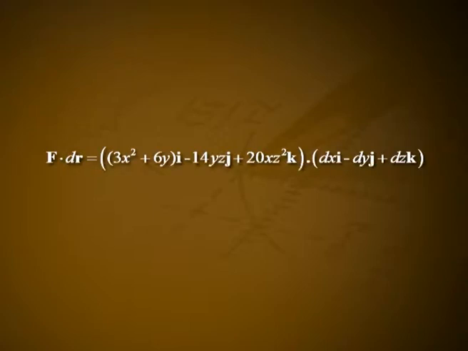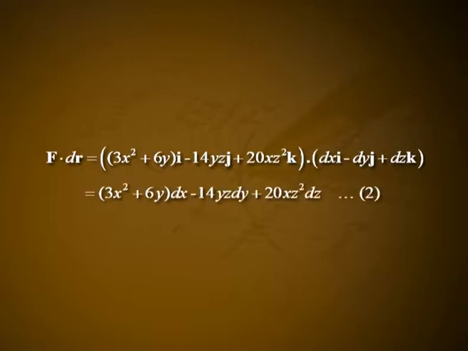Solution. Here F = (3x² + 6y)i − 14yz j + 20xz² k. Hence, we have the following. F · dr = [(3x² + 6y)i − 14yz j + 20xz² k] · [dx i + dy j + dz k], which is equal to (3x² + 6y)dx − 14yz dy + 20xz² dz. Equation number 2.